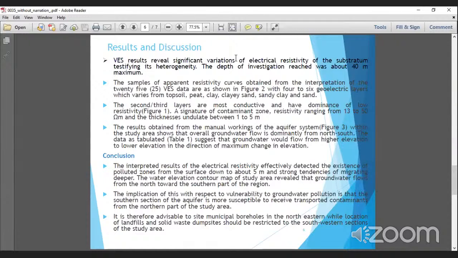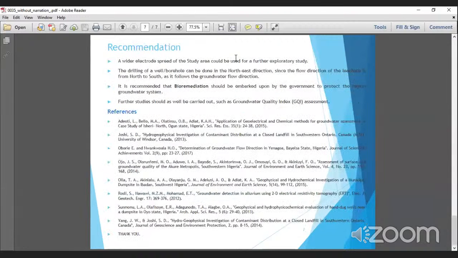The last result obtained from the manual working of the aquifer system, shown under Figure 3 within the study area, shows that overall groundwater flow is dominantly from north to south. The data tabulated under Table 1 suggests that groundwater will flow from higher elevation to lower elevation in the direction of maximum change in elevation.